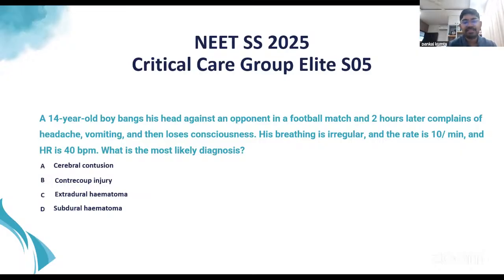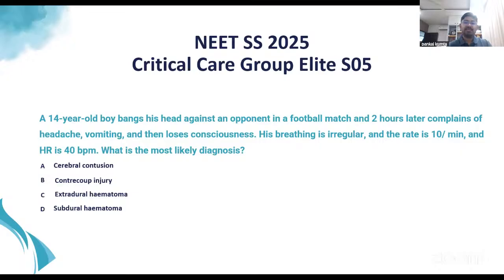So here the patient has trauma, there is a collision. Initially he was fine, but 2 hours later he comes with sudden headache, vomiting, and loses consciousness. So it's a very acute brain issue which has occurred, and there is irregular breathing and heart rate going low. There are signs of raised ICP or Cushing's response. So that is something which is very acute, and you need immediate therapy. So that is where your answer would be. Looking at the options, cerebral contusion generally may not be the problem.